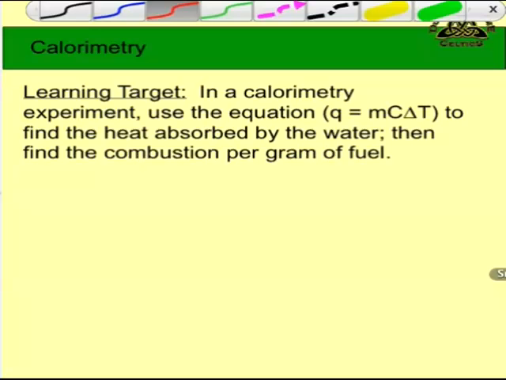Calorimetry podcast. Learning target for today: in a calorimetry experiment, use the equation Q equals mc delta T to find the heat absorbed by the water, then find the combustion per gram of fuel.